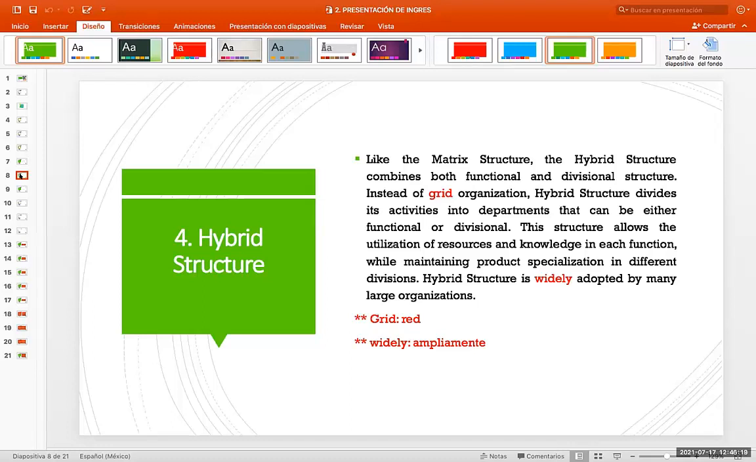Hybrid structure is widely adopted by many large organizations. Teacher, is the pronunciation "Whitley" or "widely"? Widely. Great, I made a mistake. I don't know why I put red. No, it's red. It's red in Spanish. And widely, ampliamente.